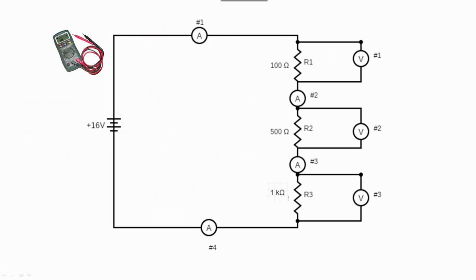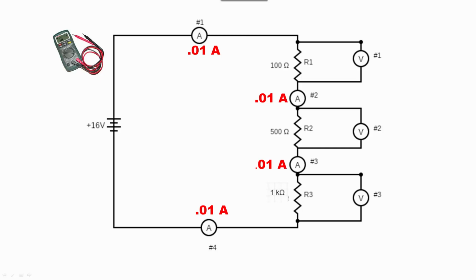Let's take some current readings using an ammeter. To read current, we need to open the circuit because current is the flow of electrons through a conductor. Ammeter number 1 equals 0.01 amps. Ammeter number 2 equals 0.01 amps. Ammeter number 3 equals 0.01 amps. Ammeter number 4 equals 0.01 amps. So we see that the current is the same wherever you measure it.